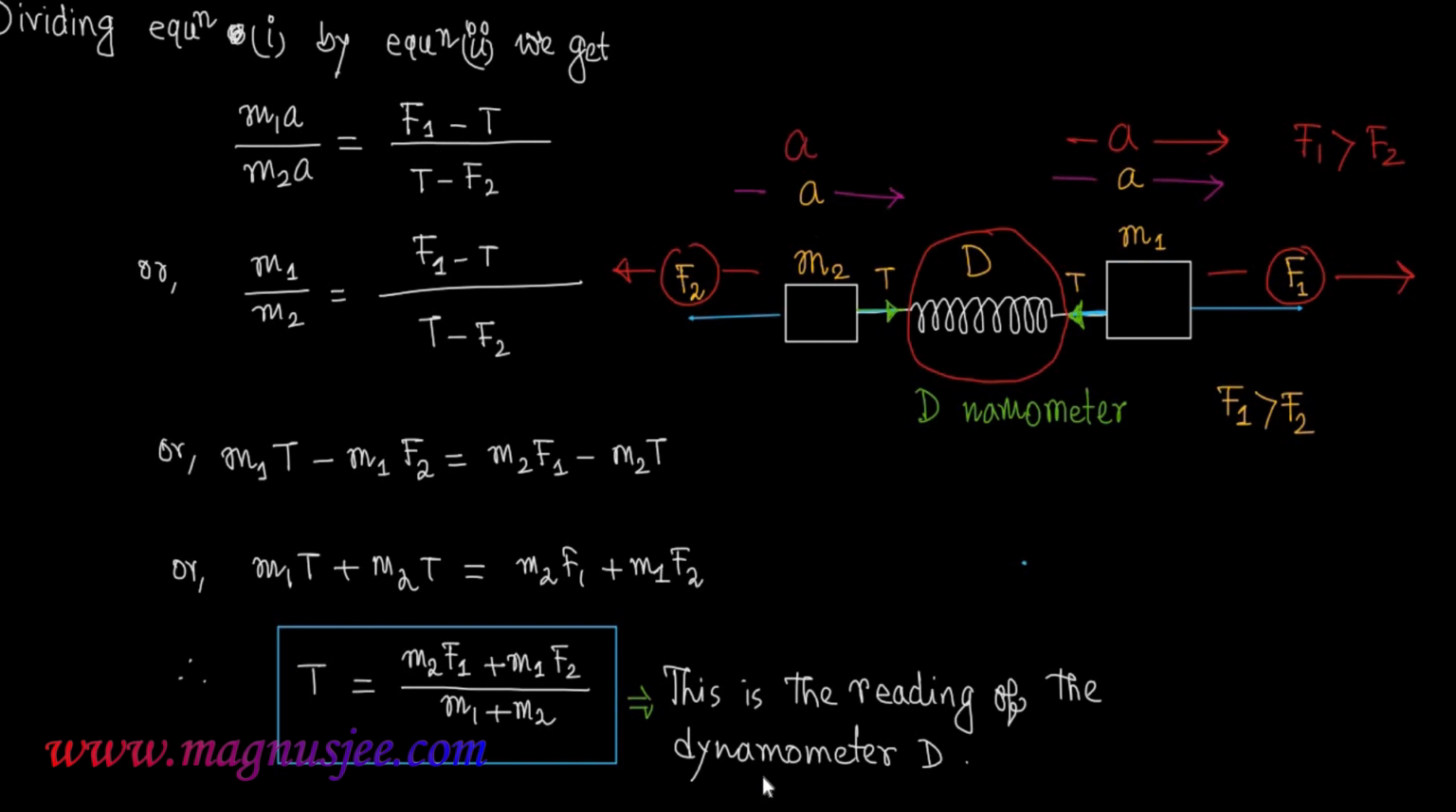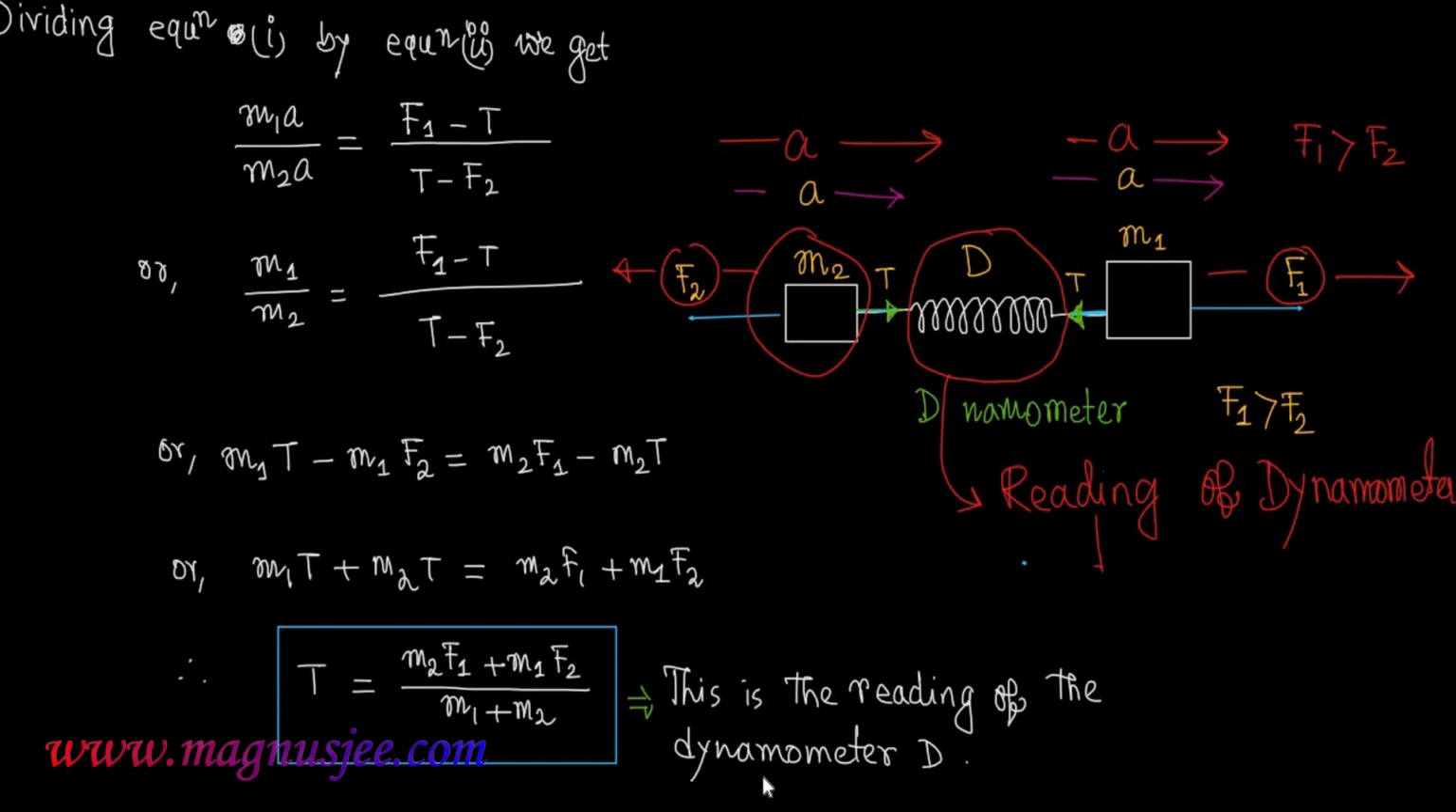Here the mass M1 will be moving with an acceleration A. Similarly, the block M2 will also be moving with the same acceleration A. In this case, the reading of the dynamometer is equal to the tension T acting in the spring, and T is equal to M2F1 plus M1F2 divided by M1 plus M2. That is the reading of the dynamometer.